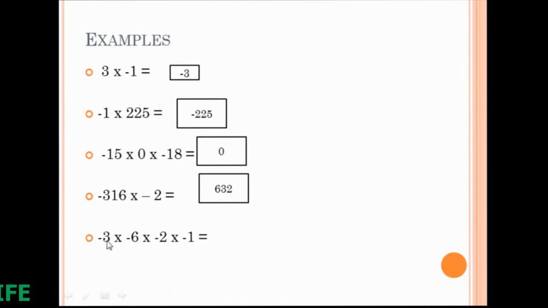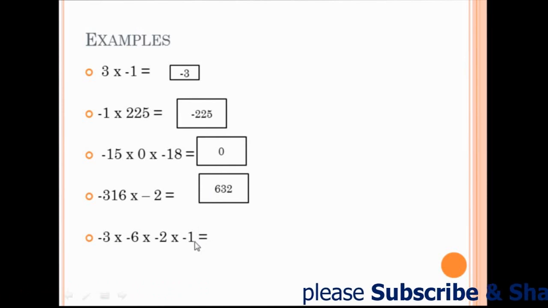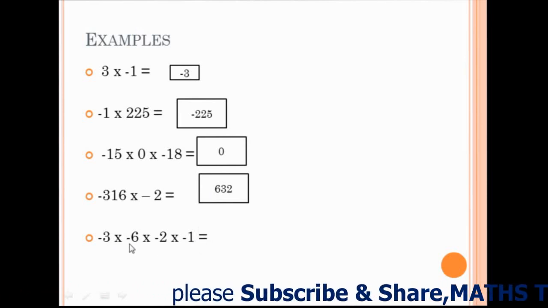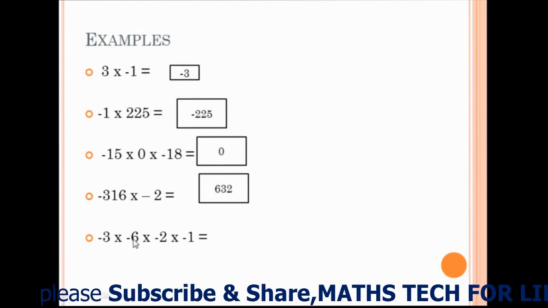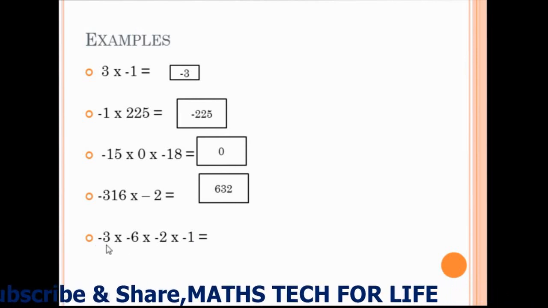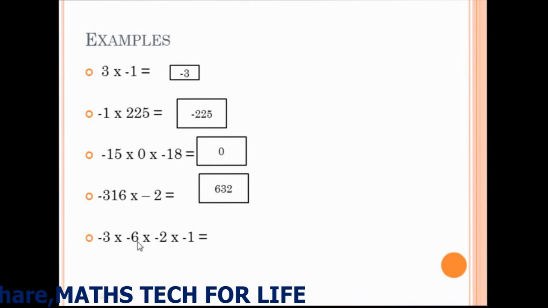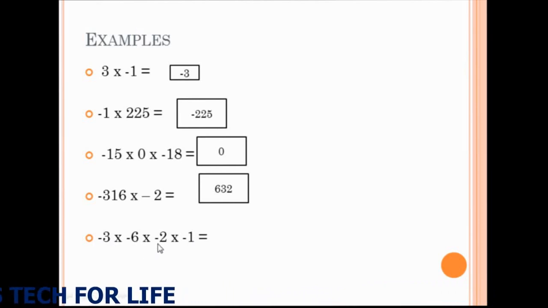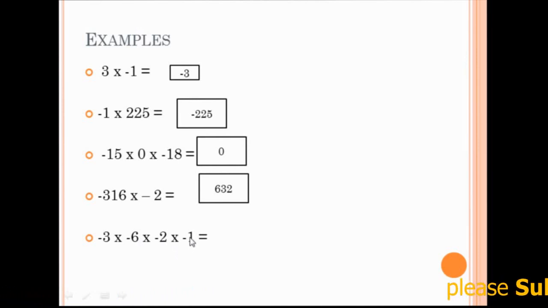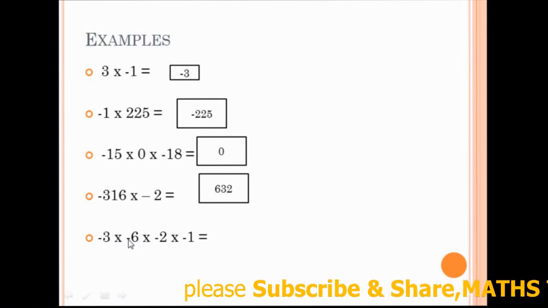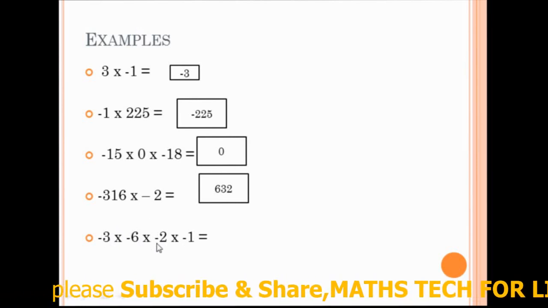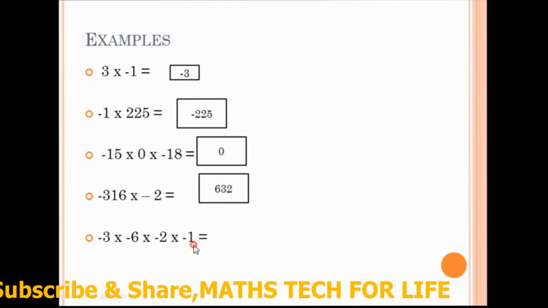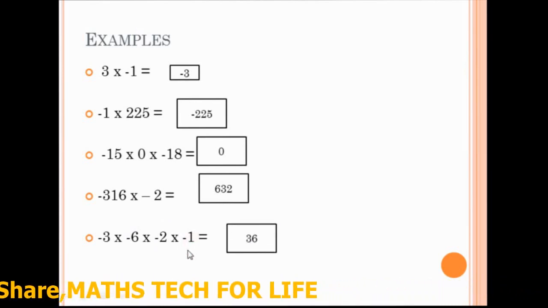The next one, negative 3 multiplied by negative 6 multiplied by negative 2 multiplied by negative 1. Here, first you don't take all the negative signs. Take all the numbers only, that is 3 multiplied by 6, we know 18. 18 multiplied by 2 is 36. 36 multiplied by 1 is 36. Now go to the sign. Negative into negative, you will get positive. Positive into negative, you will get negative. Negative into negative, you will get positive. So the final answer will be positive.